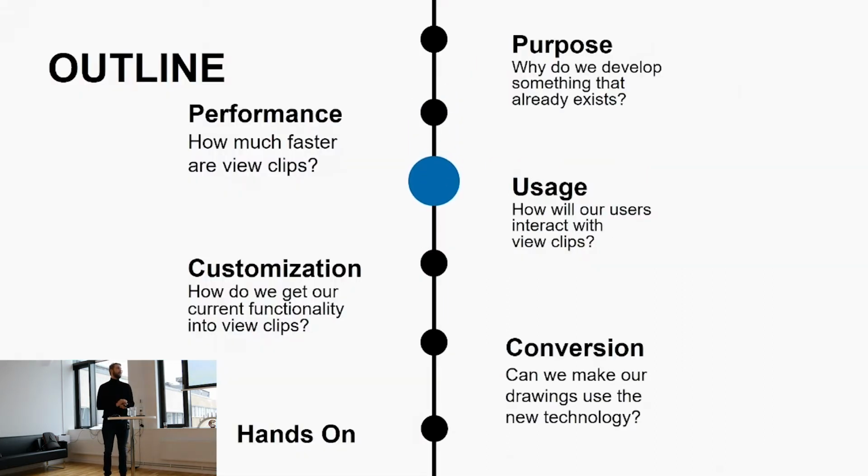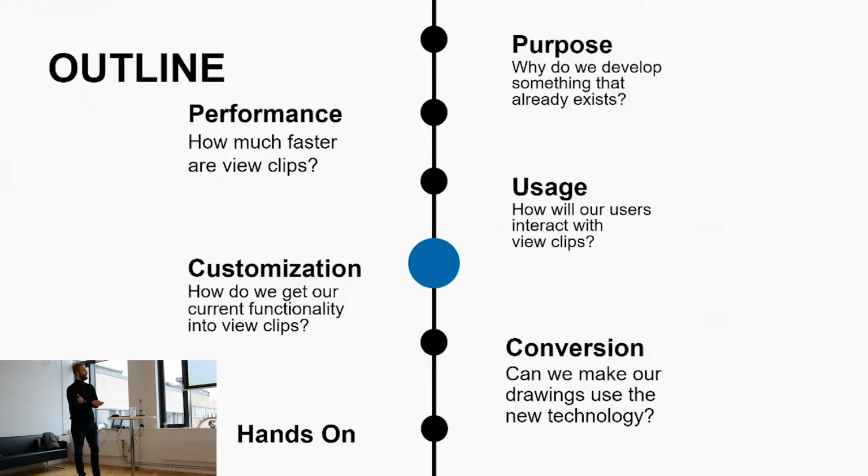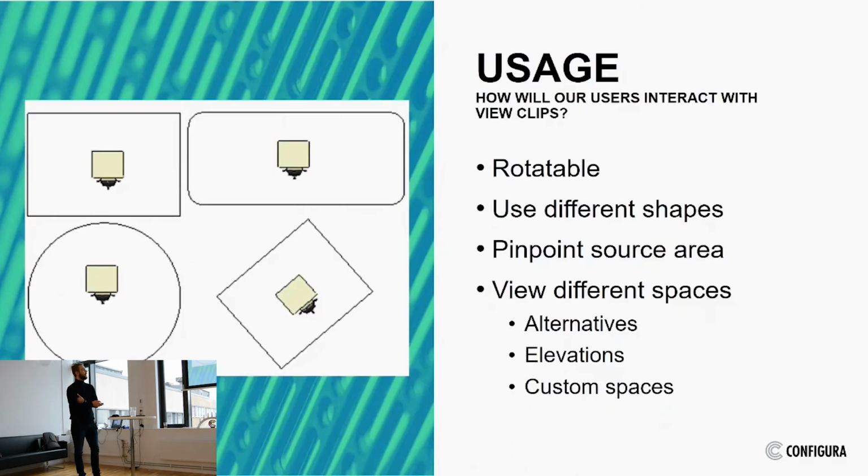So, how will our users interact with view clips? They will be able to rotate them. Rotate is supported. They can now use different shapes as well. So we have rounded rectangles, circles, etc. We will later on add support for custom, like define your own shape kind of thing.